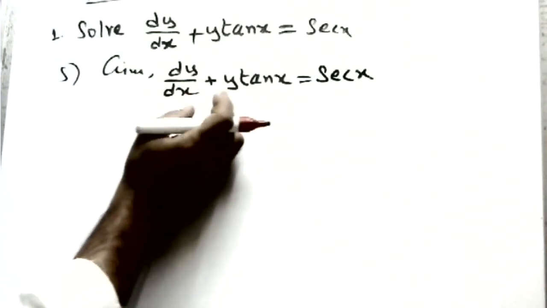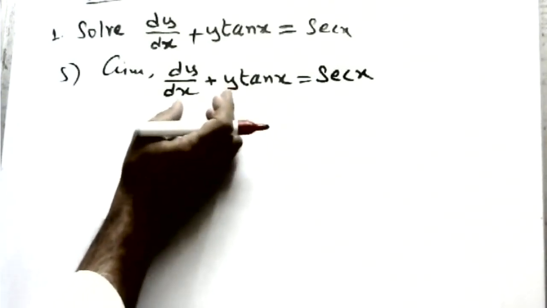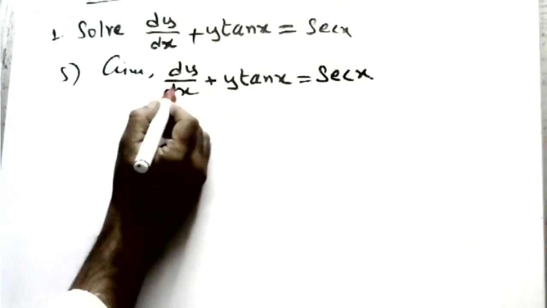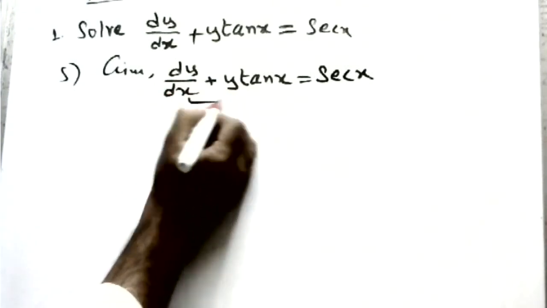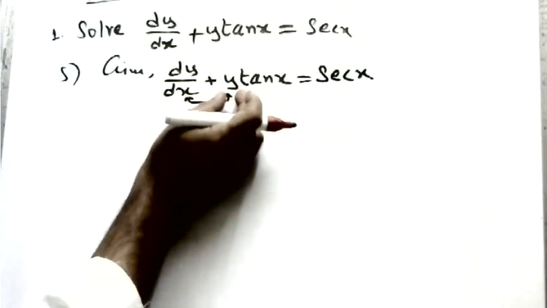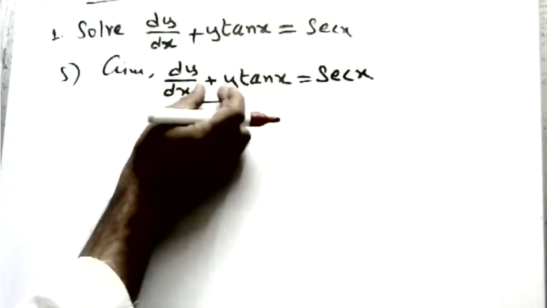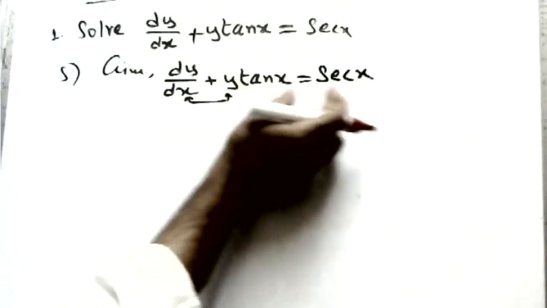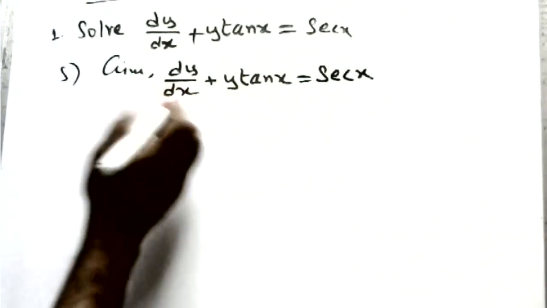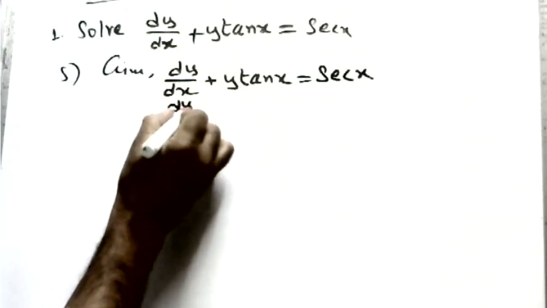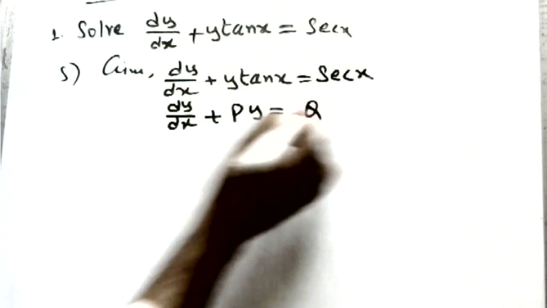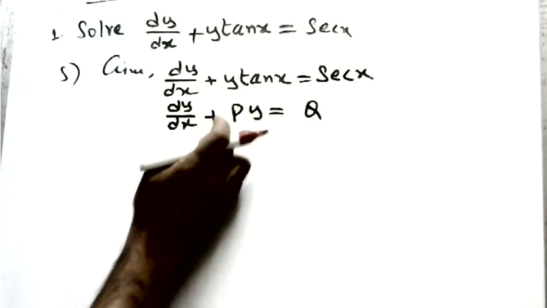Now I have written one question on the board, you see here. Let me start doing this question. We must recognize that this is of the linear differential equation method. Here we have dy by dx, and here we have y. If we have dy by dx plus y into some function of x, then we must understand this is a linear differential equation. So first we compare this with the general form dy by dx plus py equals q.